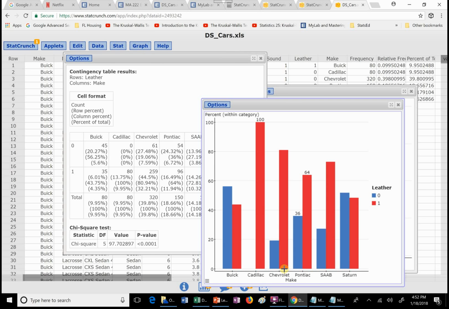In any case, if you hover over the bars, it'll actually tell you the percentage. I can see from here that this is a little over 40, and this is over 50%. Notice Cadillac, all leather. So Cadillac and Chevrolet have mostly leather. And when you get down to Saturn, not as much. Buick and Saturn is kind of what we expect, right? You see kind of an equal mix. We'll come back to this. We'll review this quickly and finish up two variables, and I think we're pretty much done.